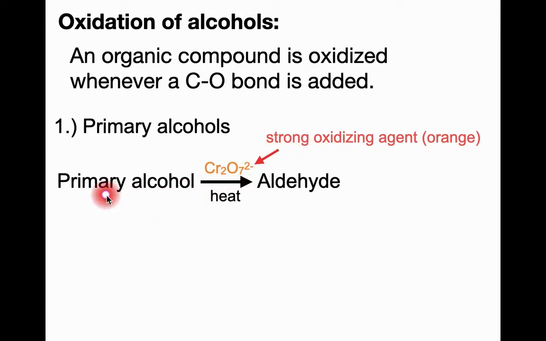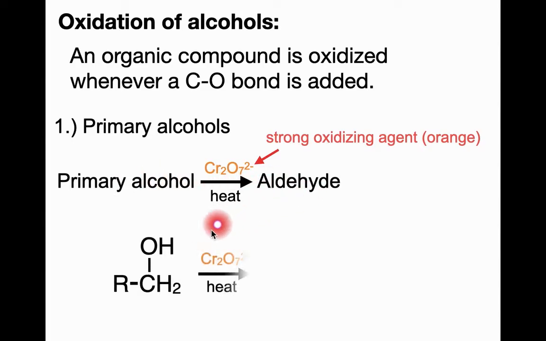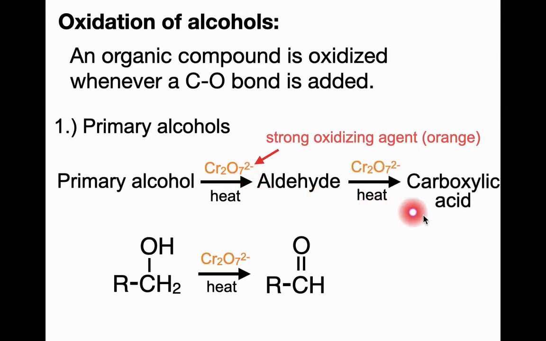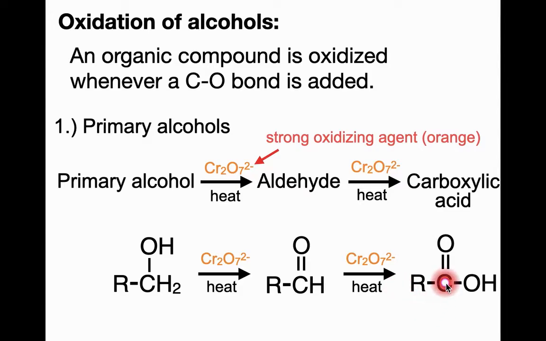Now, in this reaction, going from a primary alcohol to an aldehyde, we have a single bond to an oxygen going to a double bond to an oxygen. Hence, the molecule has been oxidized. If we continue to heat the aldehyde in the same conditions, we form a carboxylic acid. So again, we have an addition of a carbon-oxygen bond. This carbon was just double bonded to an oxygen. Now it still has that double bonded oxygen, but it also has the hydroxyl group. So it has another carbon-oxygen bond.